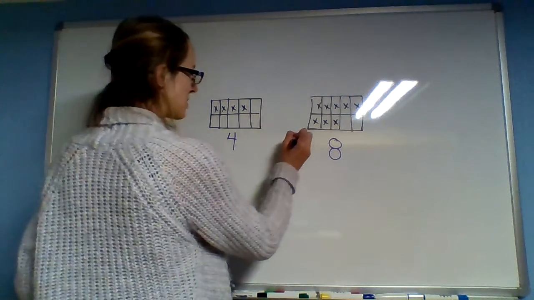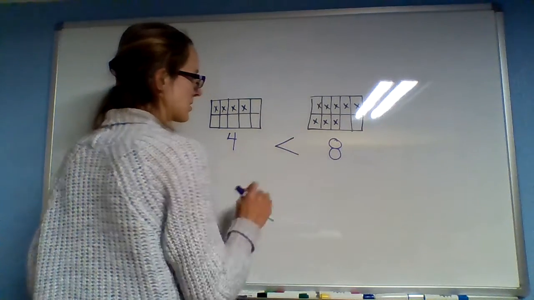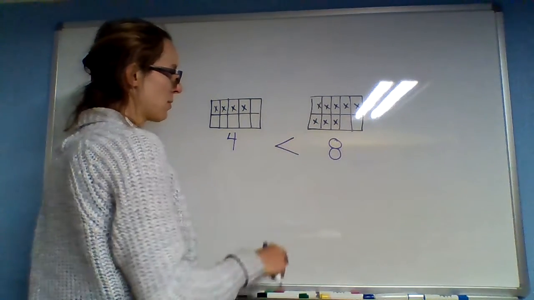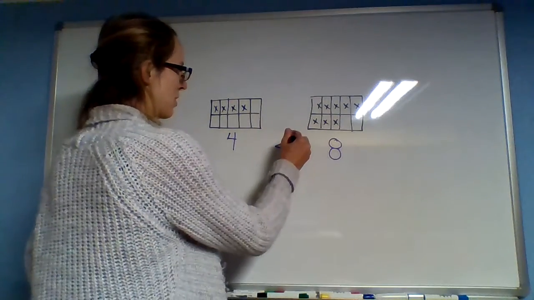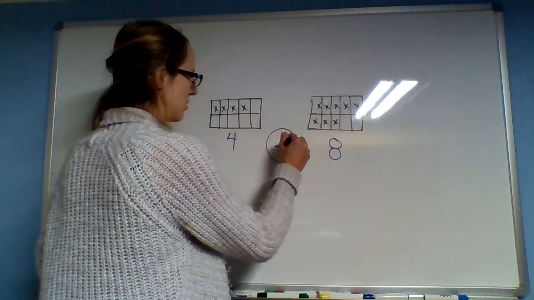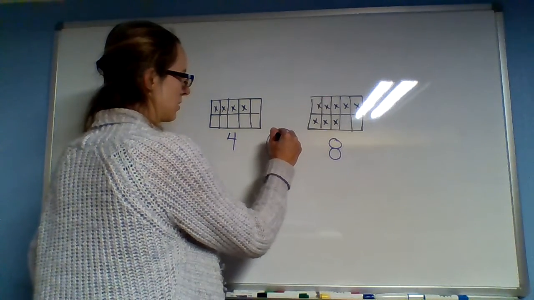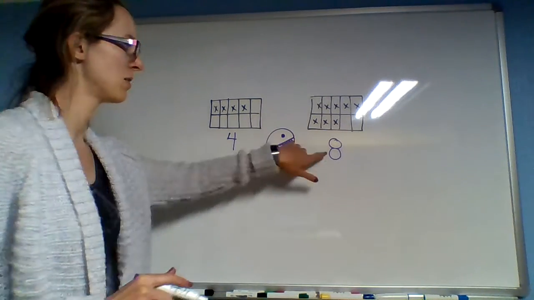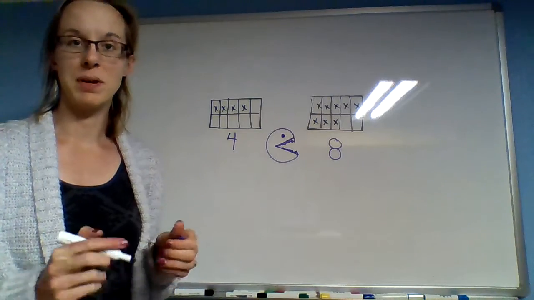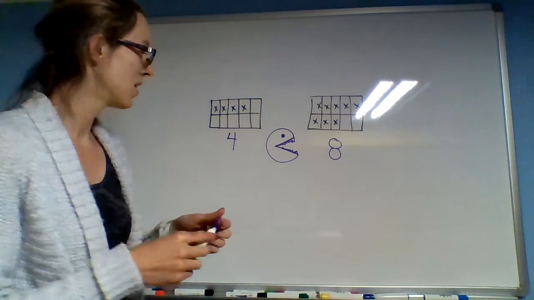If I use a math symbol, it would look like this. The big side of the mouth is facing the big number. I always think about it like a Pac-Man. It's an angry Pac-Man. He's got teeth. The Pac-Man wants to eat the bigger number, the more cookies.